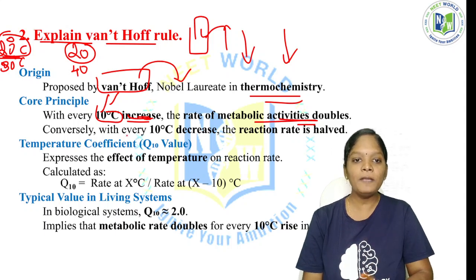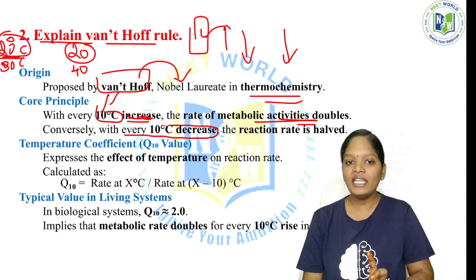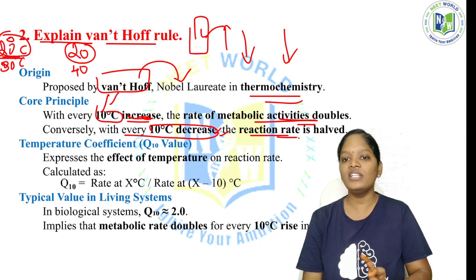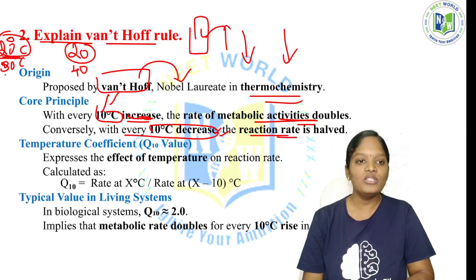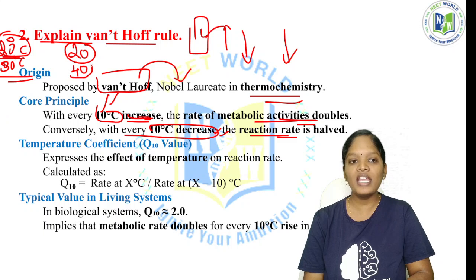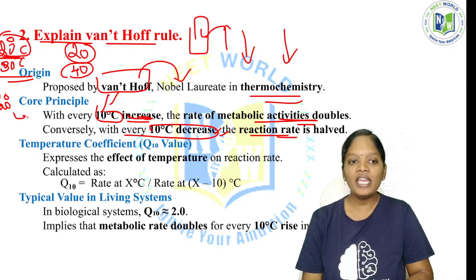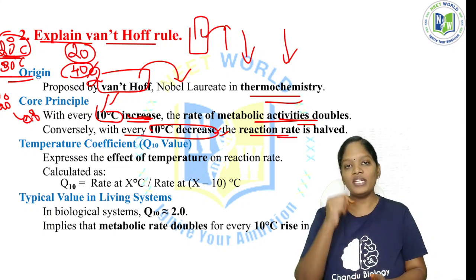Now conversely, with every 10 degrees Celsius decrease, the reaction rate will be halved, which means at 30 degrees Celsius the reaction rate will be 40. If 30 degrees Celsius falls to 20 degrees Celsius, then again it will be halved. Half means 40 by 2, so it will be 20. So this is Van't Hoff's rule.